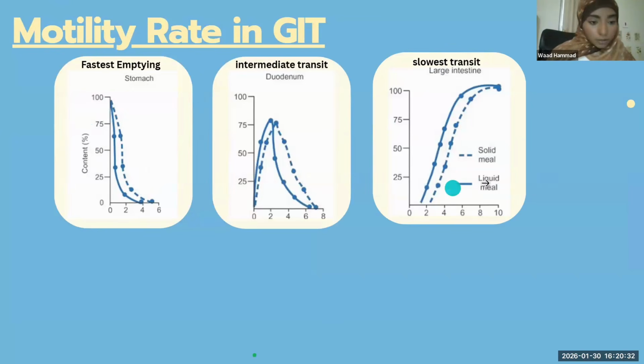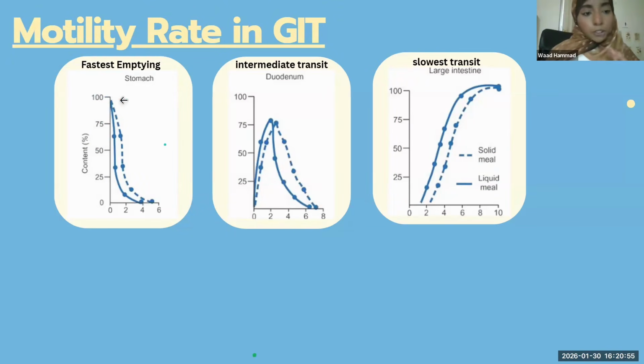The solid line, as you can see, is liquid and the dashed line is solid. So here you can see that the stomach empties fairly quickly, especially with liquid meals. So that's our first point. Liquid meals are emptied the fastest. Solid meals empty slower. So just keep that in your mind. It's very commonly asked. Liquid meals empty faster, solid not as fast.